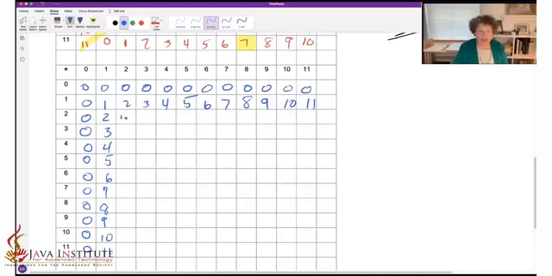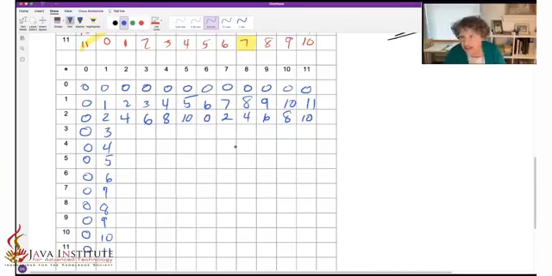2 times 2 is 4. 2 times 3 is 6. 2 times 4 is 8. Okay, somebody's saying 12, 14, 16. Okay, 2 times 5 is 10. 2 times 6 would be 12, but what number do I write? Yes, good. I'm going to write 0. I can't write 12. And then 14 is 2, 4, 6, 8. I'm seeing a pattern. Okay, do you see the pattern there?